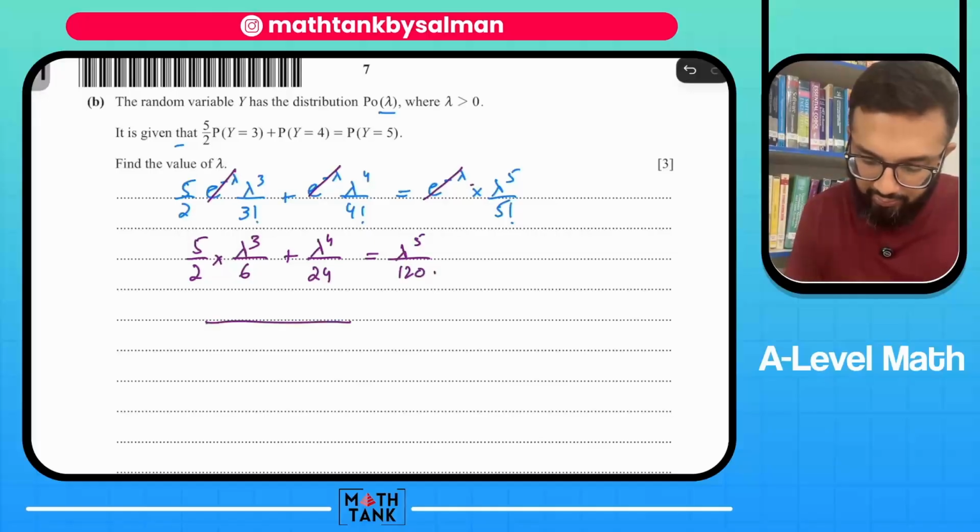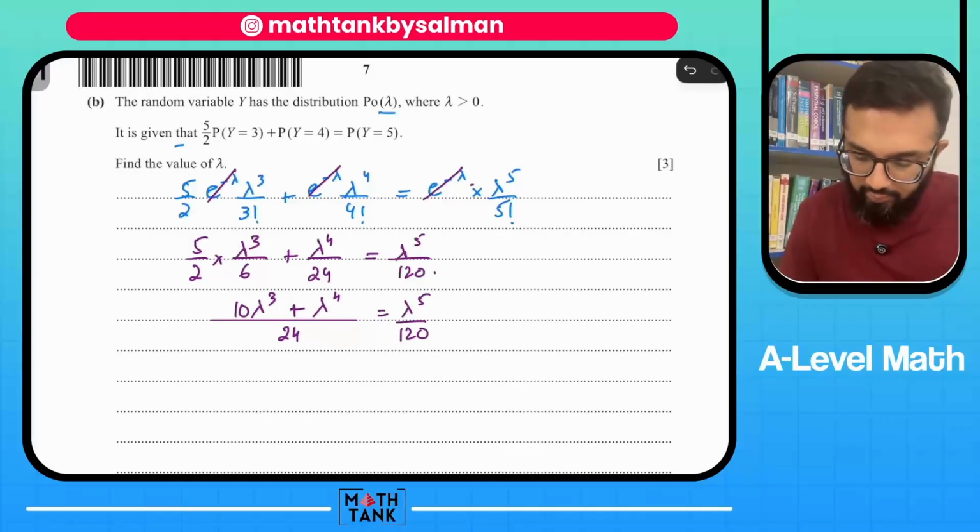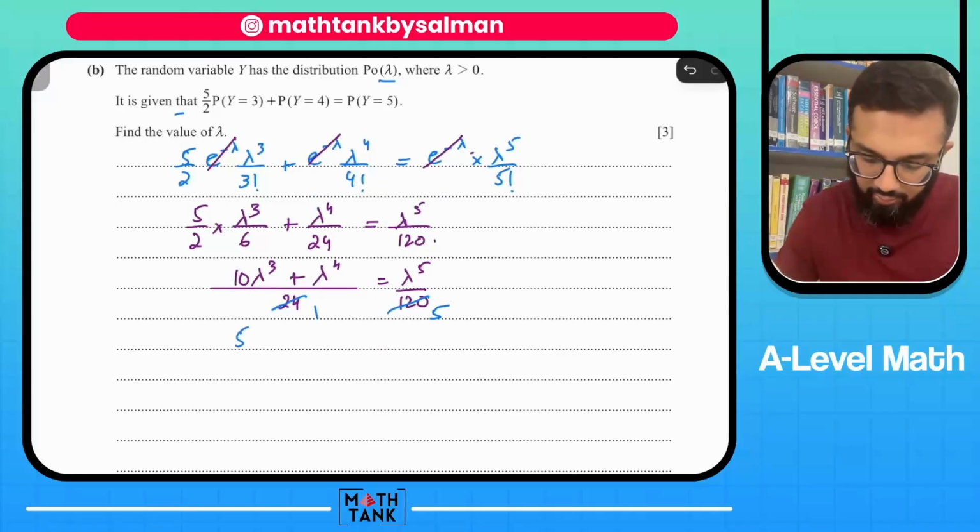Okay, let's take a common denominator here. It's going to be 24. So 10 lambda cube plus lambda 4. Okay, 5. So 50 lambda cube plus 5 lambda power 4 equals lambda power 5. Let's move everything to one side first.